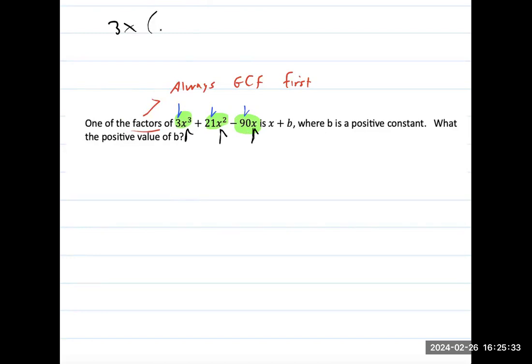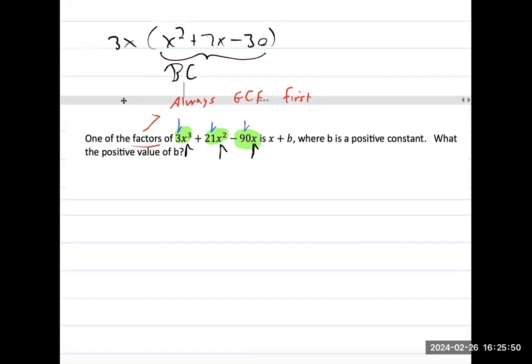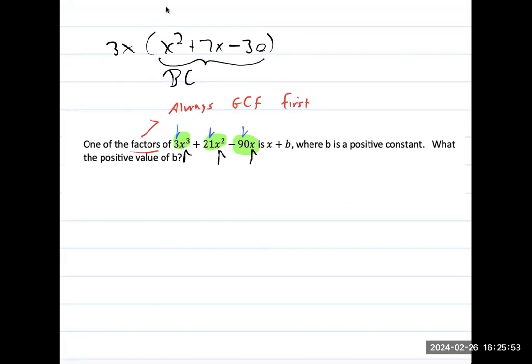And if we factor that out, it would leave us with x squared plus 7x minus 30. So now we're left with 3x and a BC quadratic, because generally a quadratic will be in the format of ax squared plus bx plus c, and we're seeing a number in the b spot and the c spot. So it's BC factoring, and in BC factoring, you need two numbers that add to b and multiply to c.